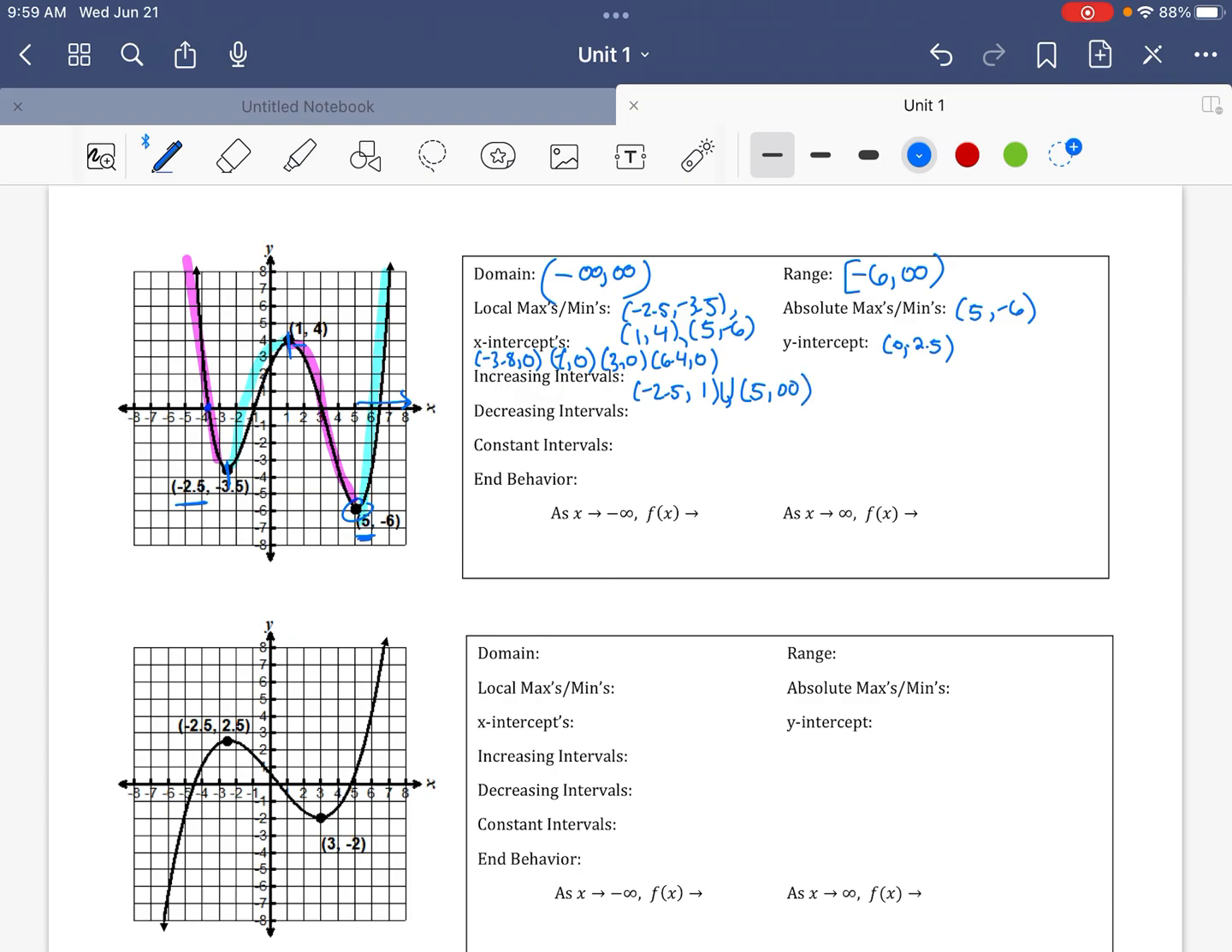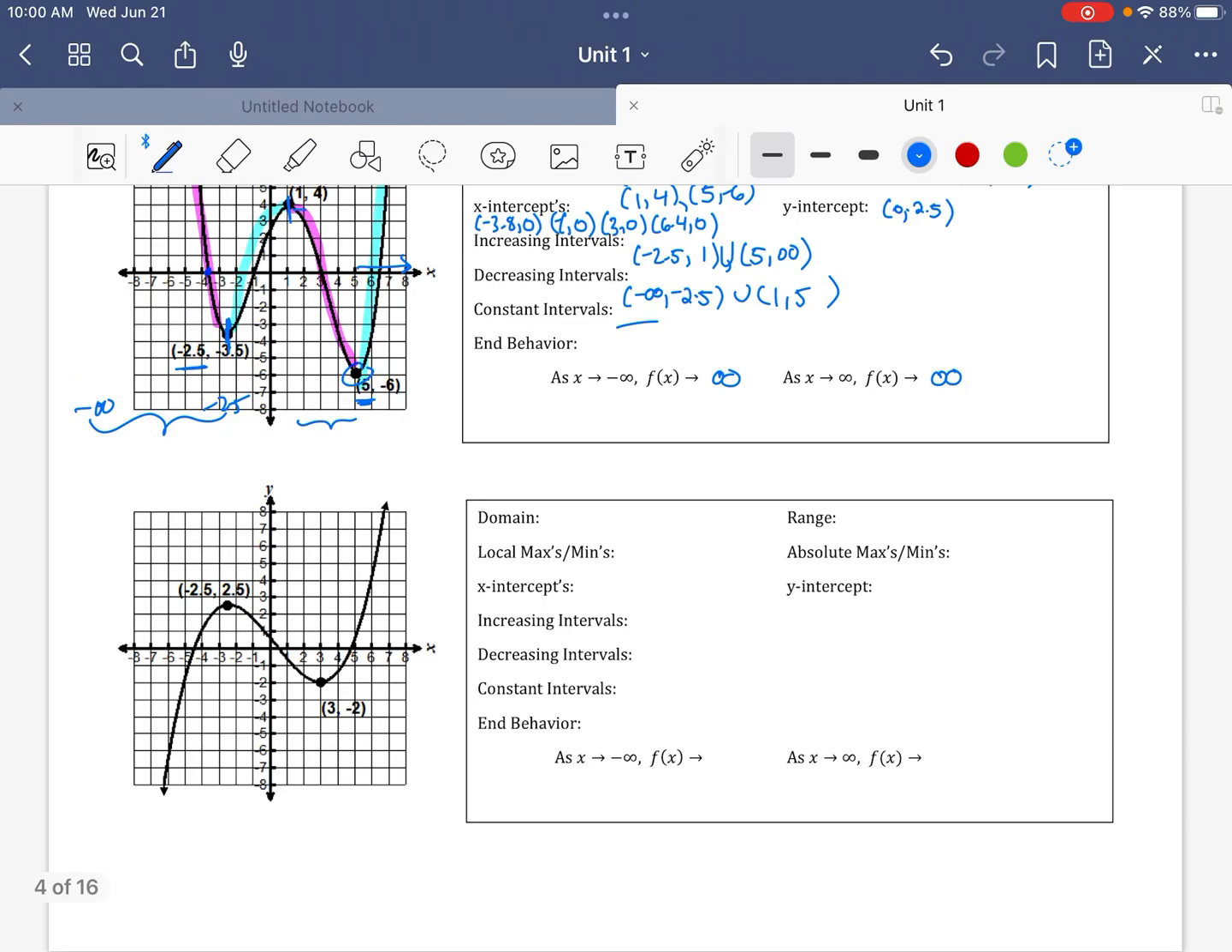All right, decreasing. So the pink area, this pink area right here is coming from negative infinity, and it's stopping at this x value, which is negative 2.5. Or the other part, this pink area, is in between the space, so from 1 to 5. All right, there's no constant areas. And my end behavior, look at these two things. They're both going up to positive infinity. Left side and right side.